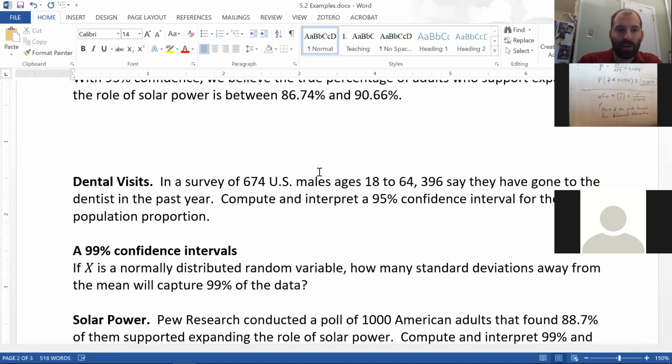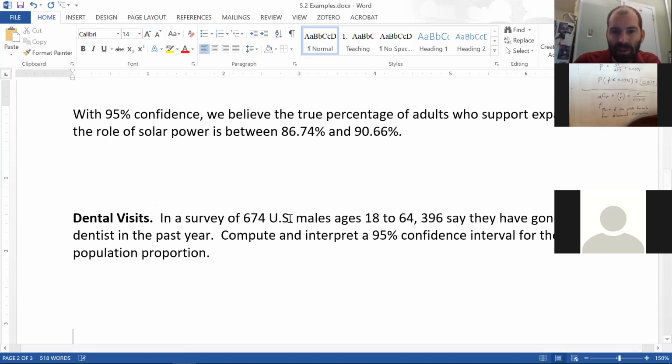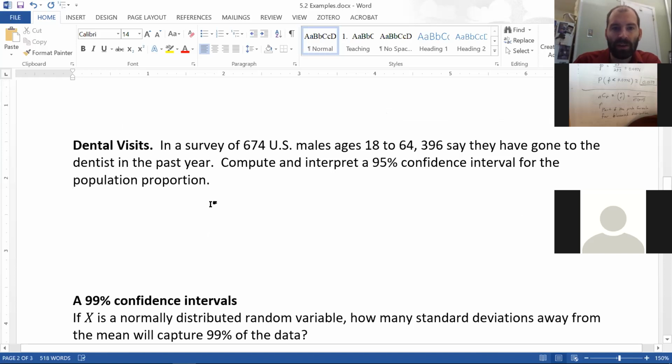Let's do this one about dental visits. Okay. My computer froze a little bit, it'll come back. In a survey of 674 US males aged 18 to 64, 396 say they have gone to the dentist in the past year. Compute and interpret a 95% confidence interval for the population proportion.